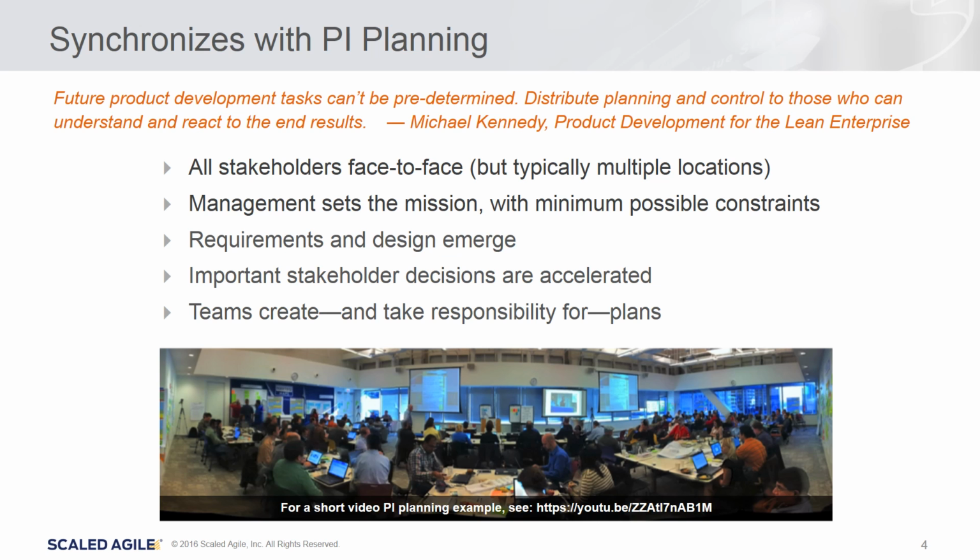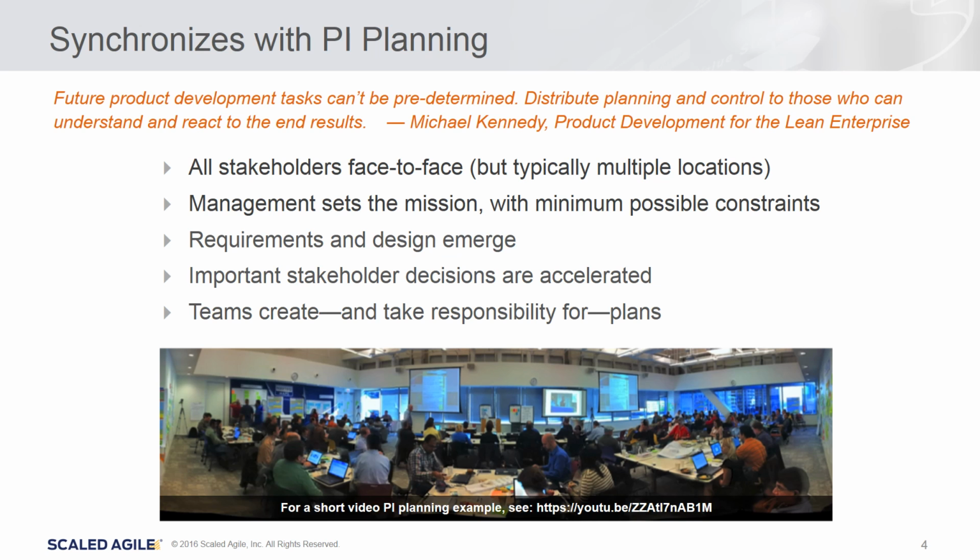Management sets the mission with minimal possible constraints. That's a key philosophy of lean thinking. Requirements and design need to emerge. We talk about emergent design as one of the key aspects of Agile, and it emerges here. We call this PI planning, but there's far more than planning that happens. People collaborate, they determine new requirements, they negotiate teams, scope, dependencies, and metrics. Business owners add features and take out features to change scope based upon actual capacity.